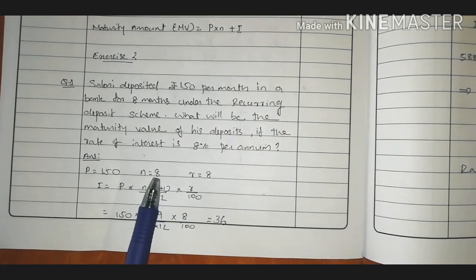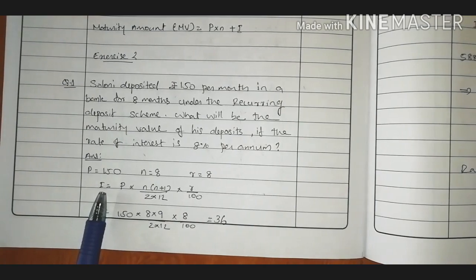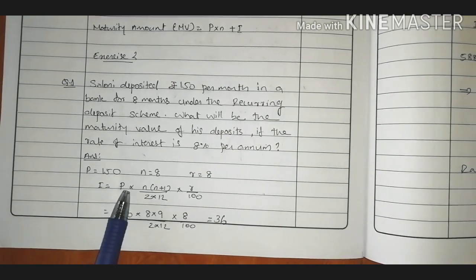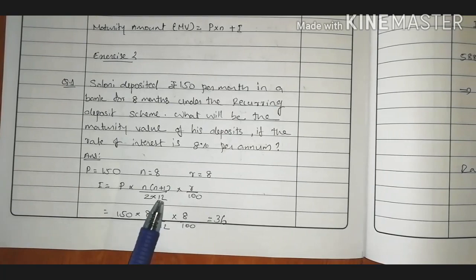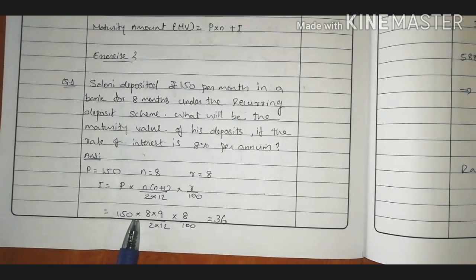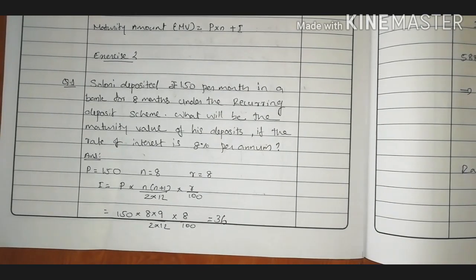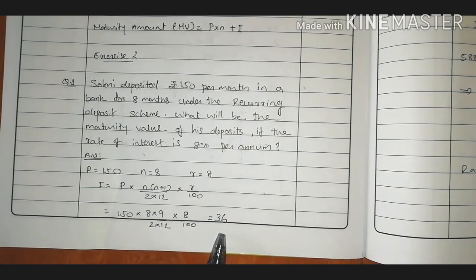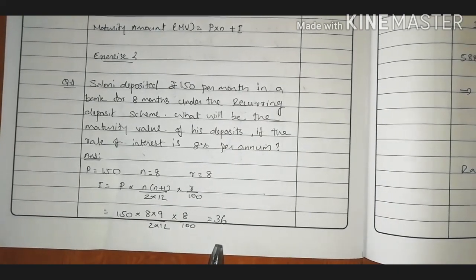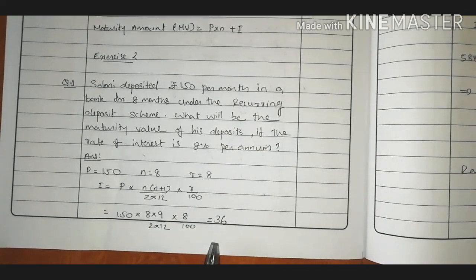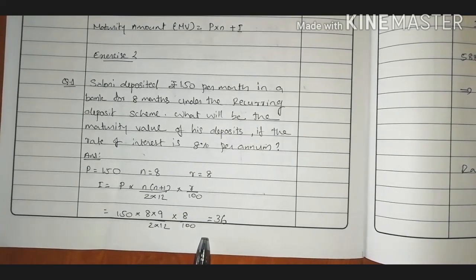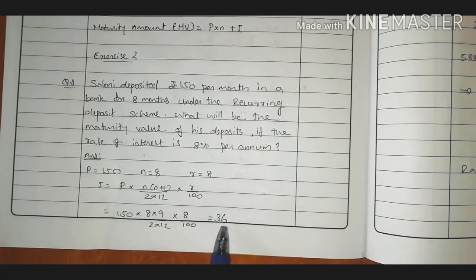Then first we have to find the interest, that is I is equal to, the formula is P into N into (N plus 1) divided by 2 into 12 into R by 100. So P is 150, so 150 into N is 8, N plus 1 is 9, so 8 into 9 divided by 2 into 12, into R is 8, so 8 by 100. And after calculating that, we are getting 36. So the total interest he is getting after 8 months is 36.